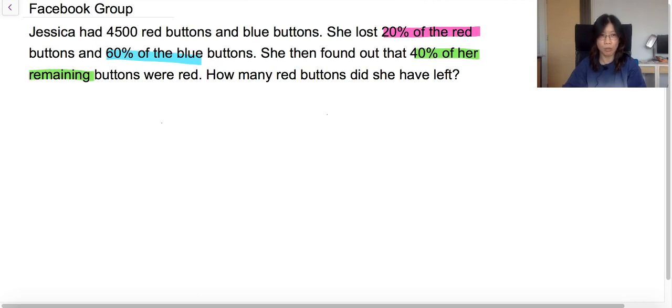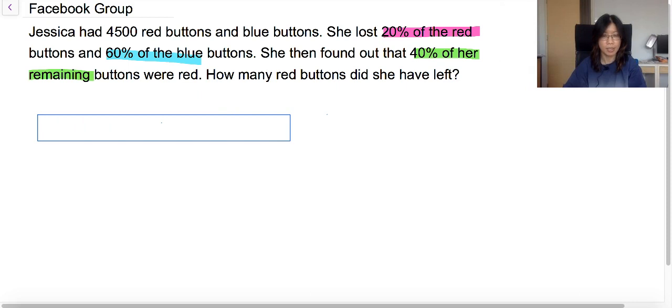Using the model will help you to understand this fundamental better. Starting off, she had a total of 4,500, so let me draw the big rectangular block to represent that. At this stage, I wouldn't even know which one had more, so let's label this portion here as red.